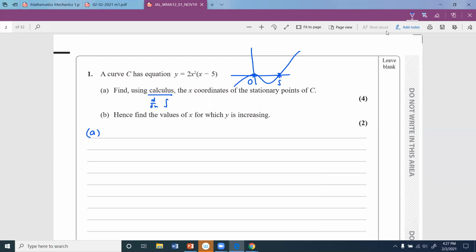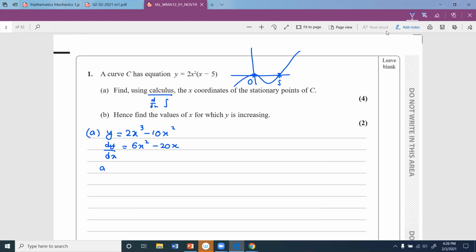When you talk about the stationary point, we need to go with differentiation. Initially, we cannot differentiate this as it is. What you need to do is make it into x to the power n form. Therefore, remove the brackets: 2x to the power 3 minus 10x squared. Then we can go ahead with dy by dx. If you differentiate, it turns out to be 6x squared minus 20x.